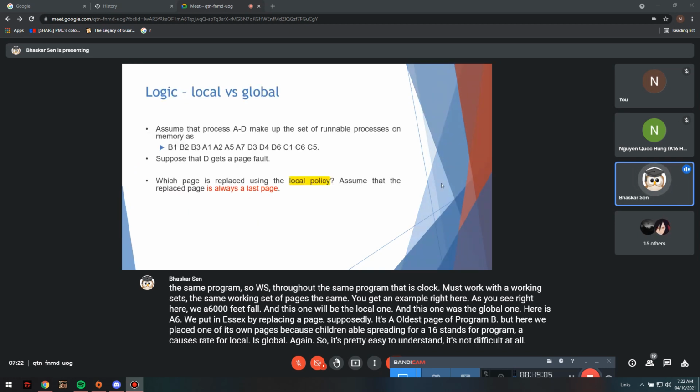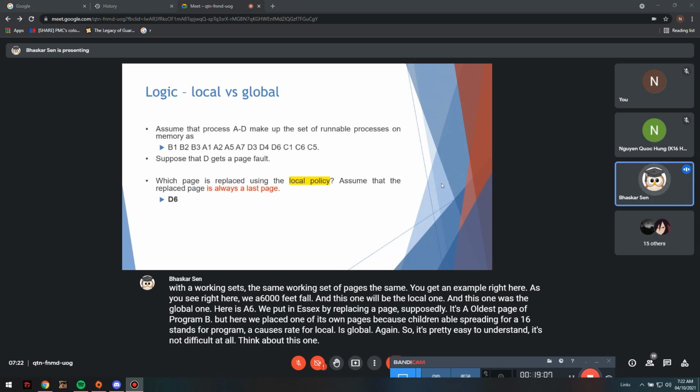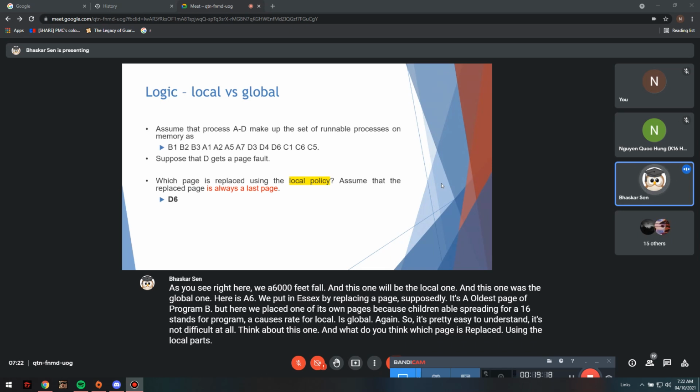Think about this one. And what do you think? Which page is replaced using the local policy? Assume that it is always the last page.